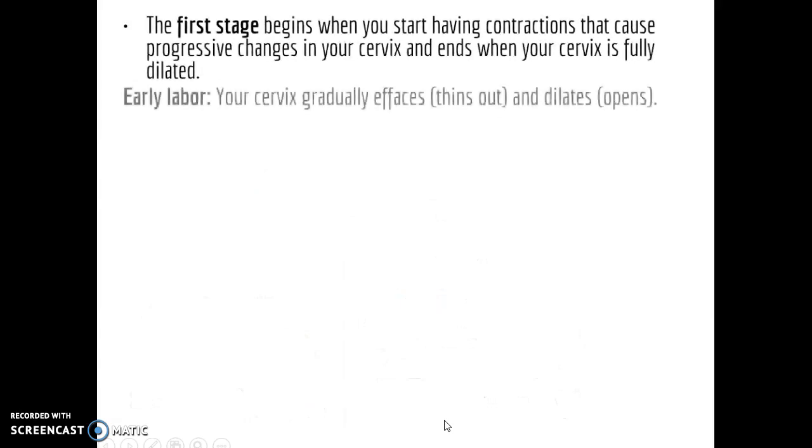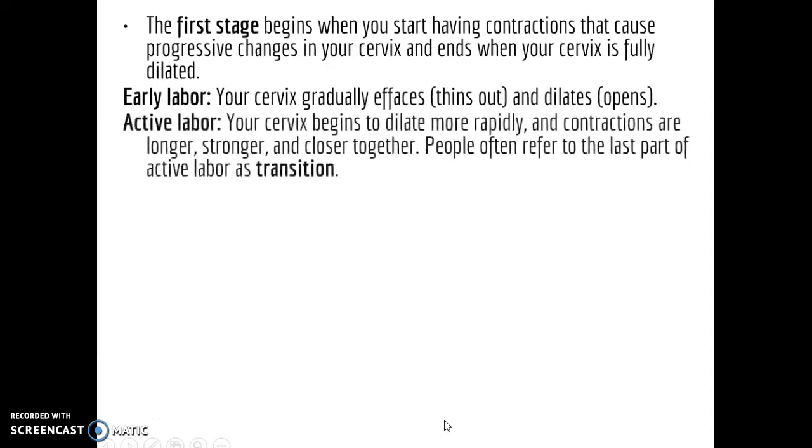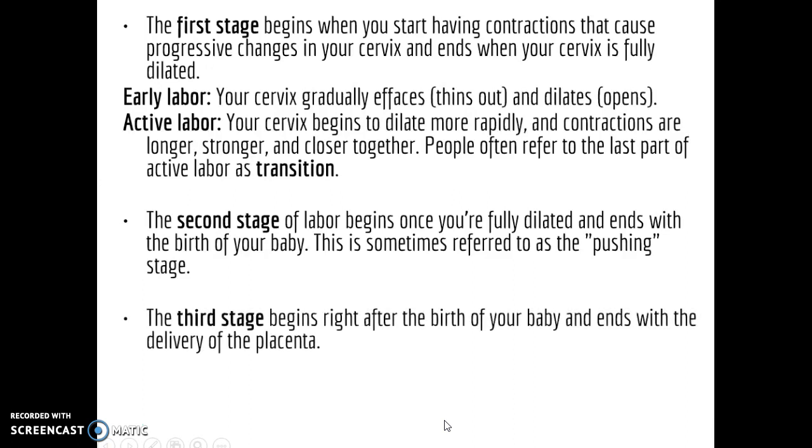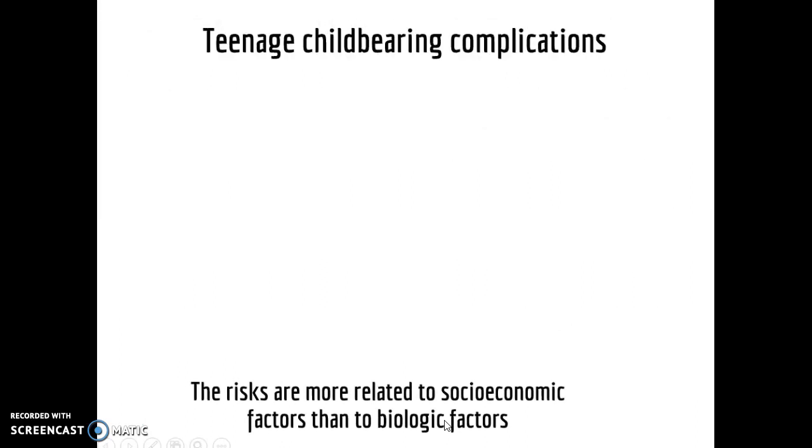So the first stage begins when you start having contractions. This is a further explanation of everything I just told you. The second stage begins when you're fully dilated, and this is the pushing stage, when you have seen in the movies, to push and push and push, so the baby is born. And the third stage begins after the birth of the baby and ends with the delivery of the placenta.